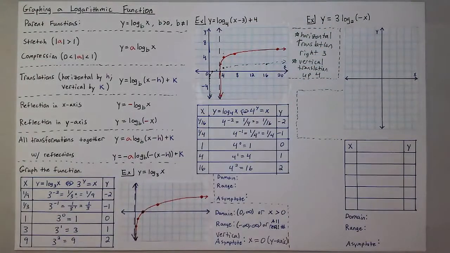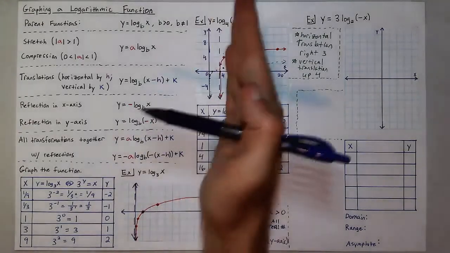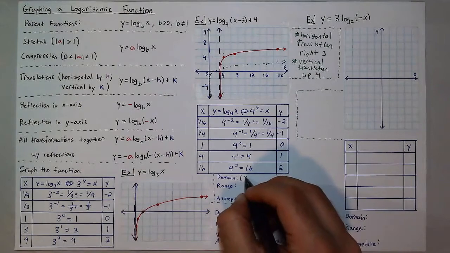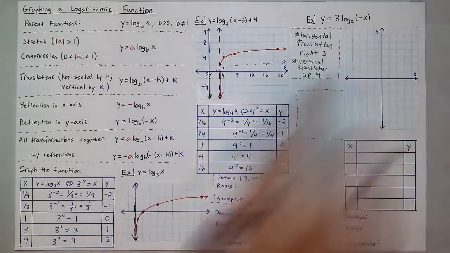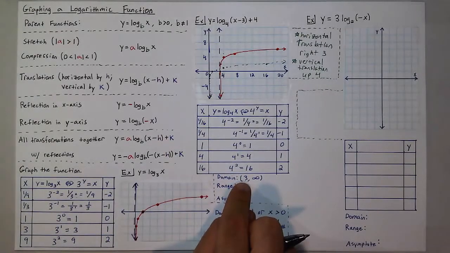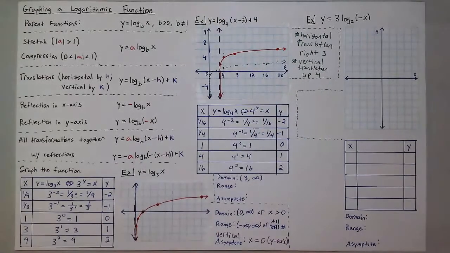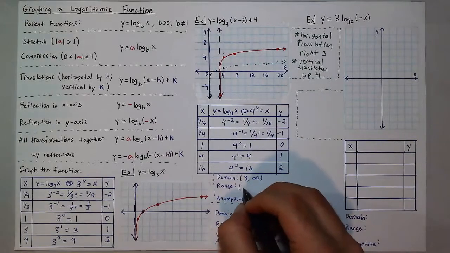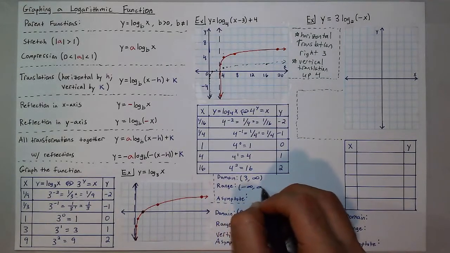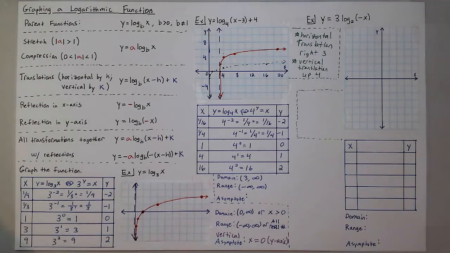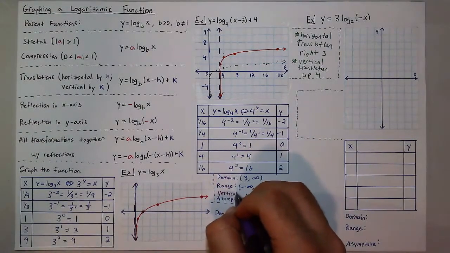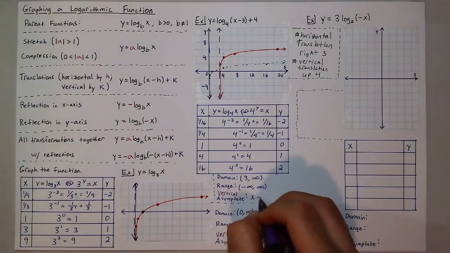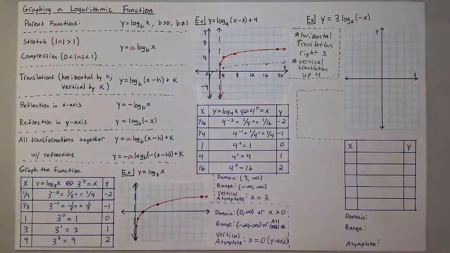So if I were to analyze this graph, its domain doesn't go from 0 to infinity anymore since I've shifted to the right, and now it goes from 3 to infinity because it starts at the asymptote 3 and goes to the right, but you do not include 3 because it never actually reaches that number. The range is still all real numbers, so negative infinity to positive infinity, and our vertical asymptote is x equals 3 since it shifted over 3 units.